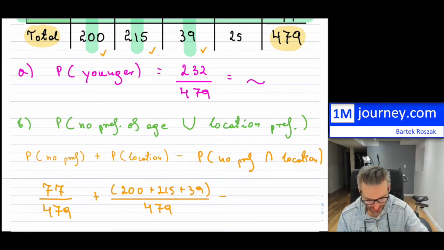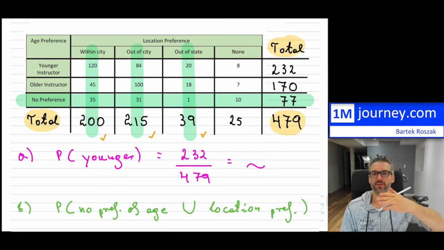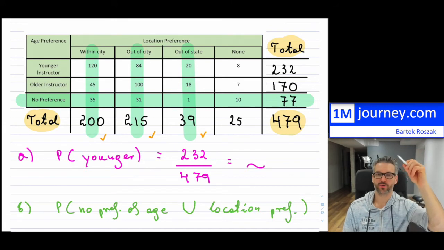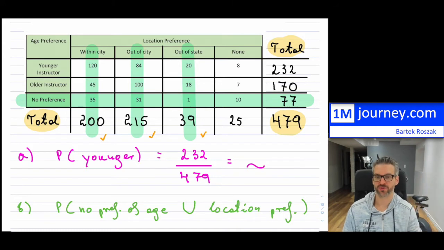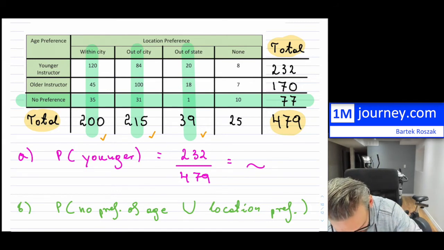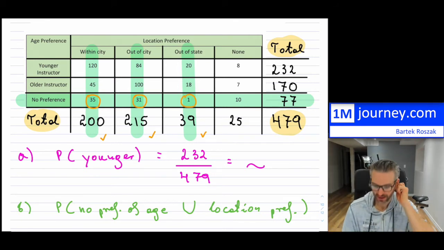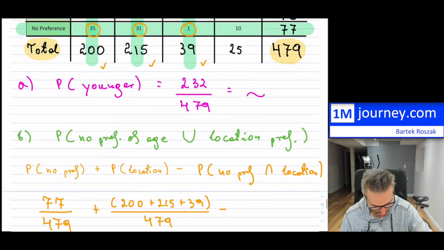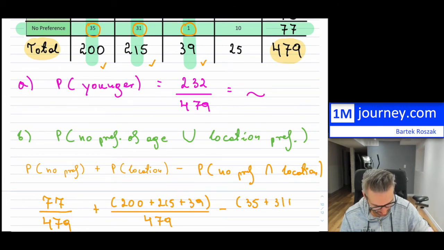Minus, now where are they intersecting? Because I've highlighted my column. If you don't have a highlighter, what I used to do is I used to just circle these, and do it in pencil so that you can maybe erase it if there's another part. So here, what I am running into is that notice this one, and this one, I counted 2 times. So I have to subtract these. So it's going to be subtracted: 35 plus 31 plus 1, out of the total, which is 479.